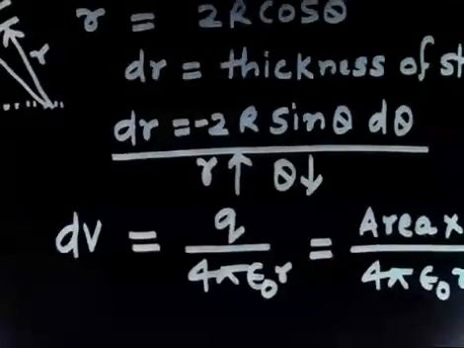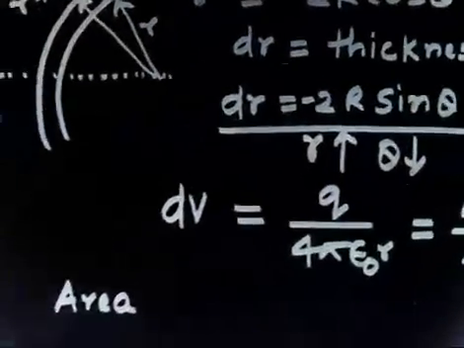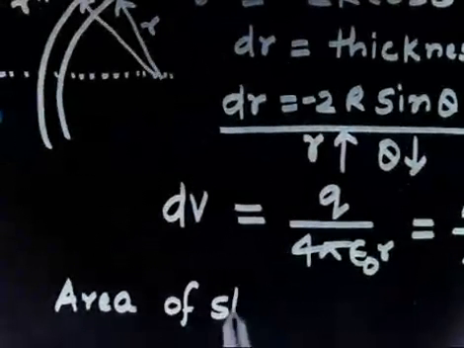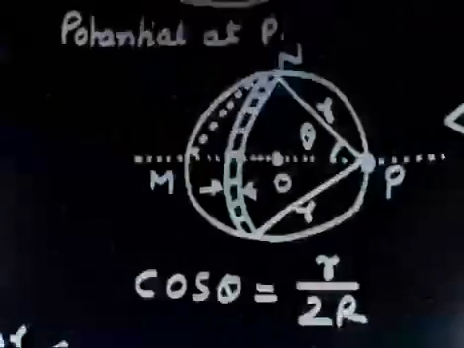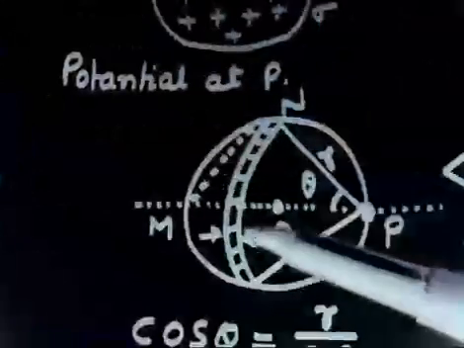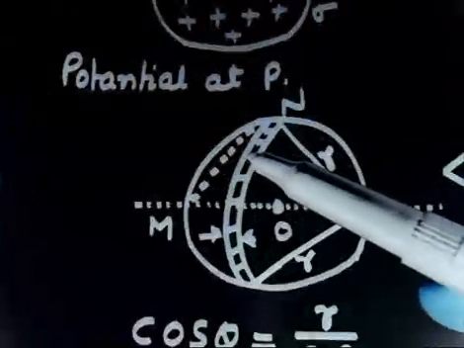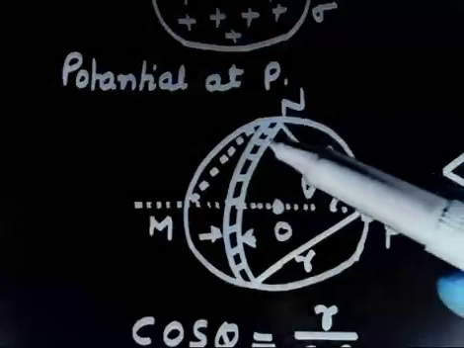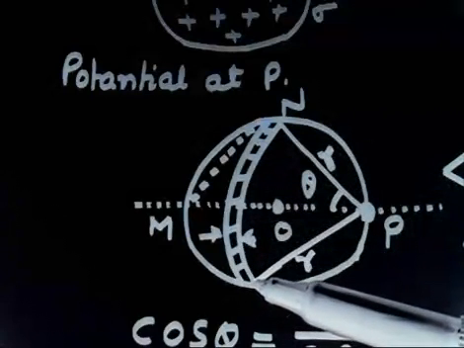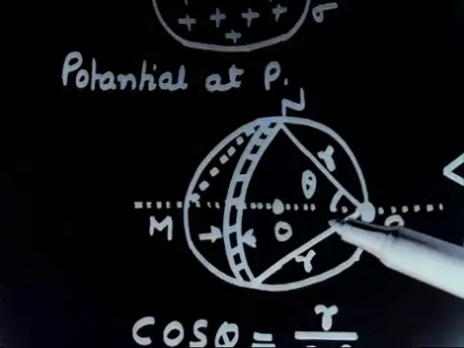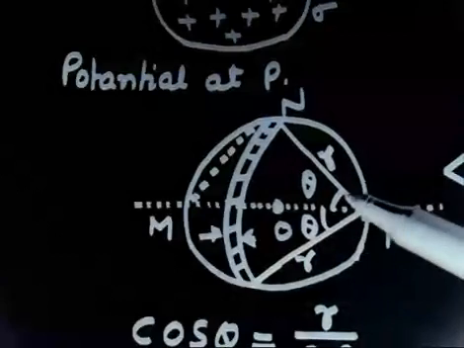Now let us say I write here the area of a strip, and this is easy to find. See, if I know the total length, I can multiply it by the thickness and I will get the area. Thickness is dr, and what is the total length? This total length I can find using theta equals L by r. So this angle is theta, this angle is again theta, so the total angle is 2 theta.